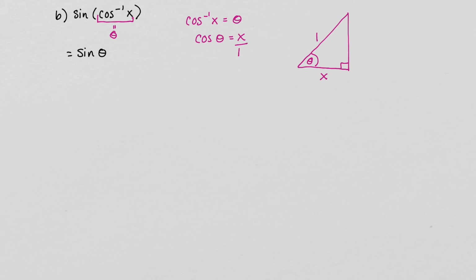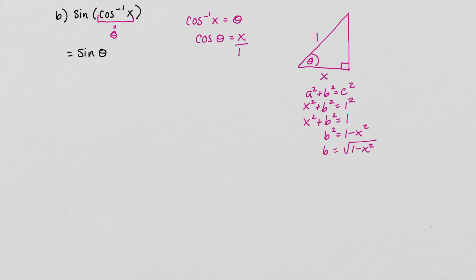And then, if I use the Pythagorean Theorem, right, a squared plus b squared equals c squared. So x squared plus b squared equals 1 squared. So x squared plus b squared equals 1. So b squared is going to be 1 minus x squared. So b is going to be the square root of 1 minus x squared. So that's what's going to go on this side, square root of 1 minus x squared.